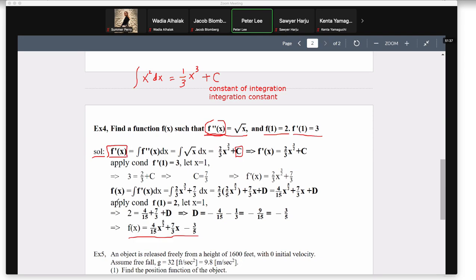F prime is the antiderivative of f double prime. So if you take the antiderivative of f double prime, you get f prime. And if you take the antiderivative of f prime, then we get f. Okay, so f prime is the antiderivative of f double prime, and in this case, f double prime is the square root of x.